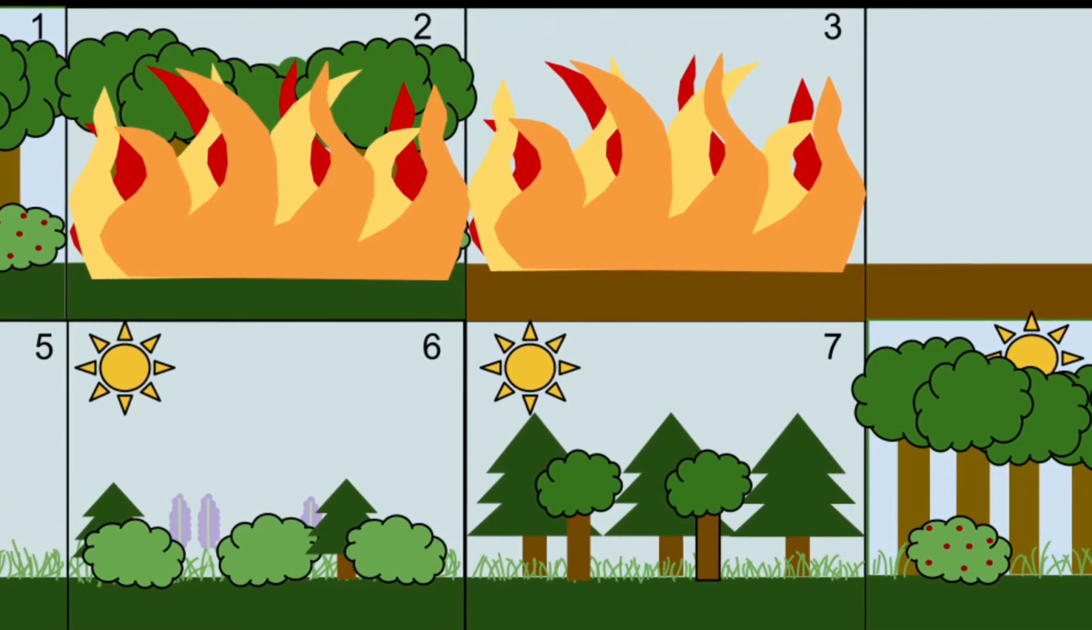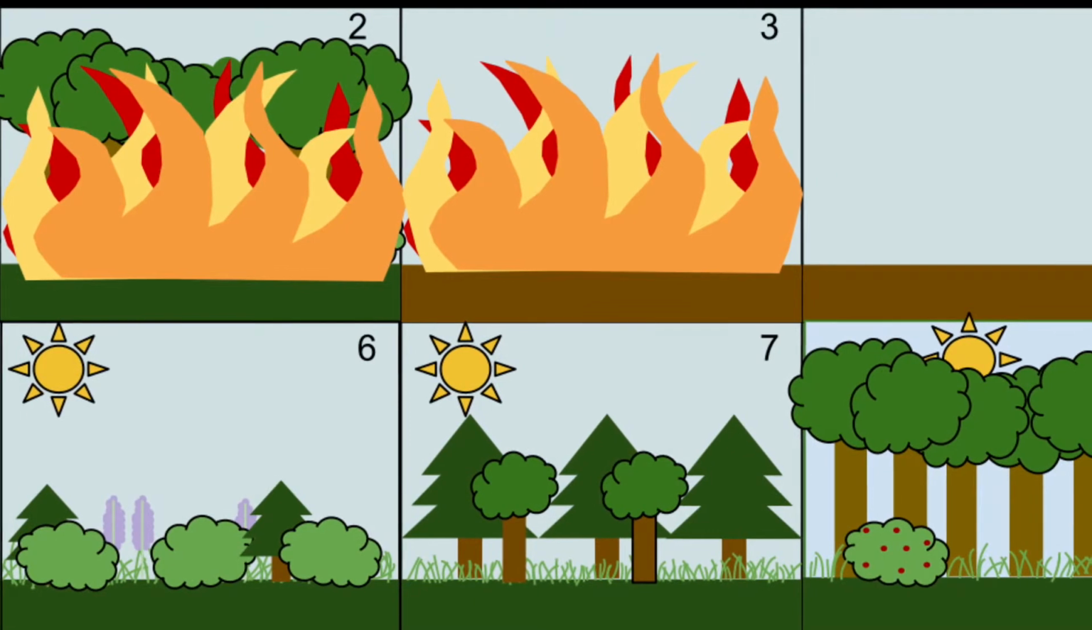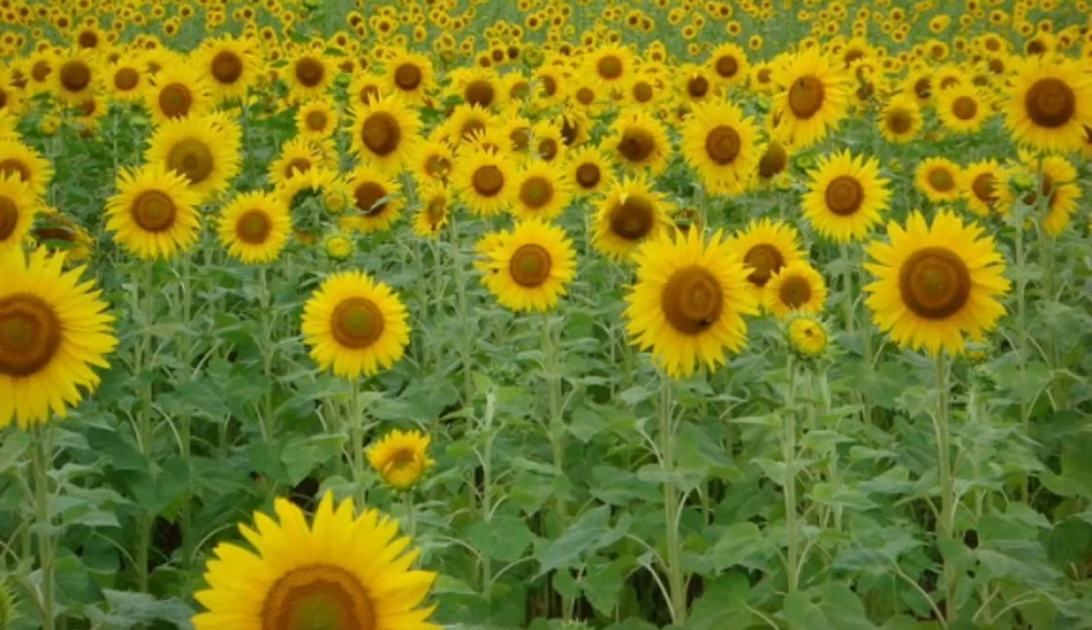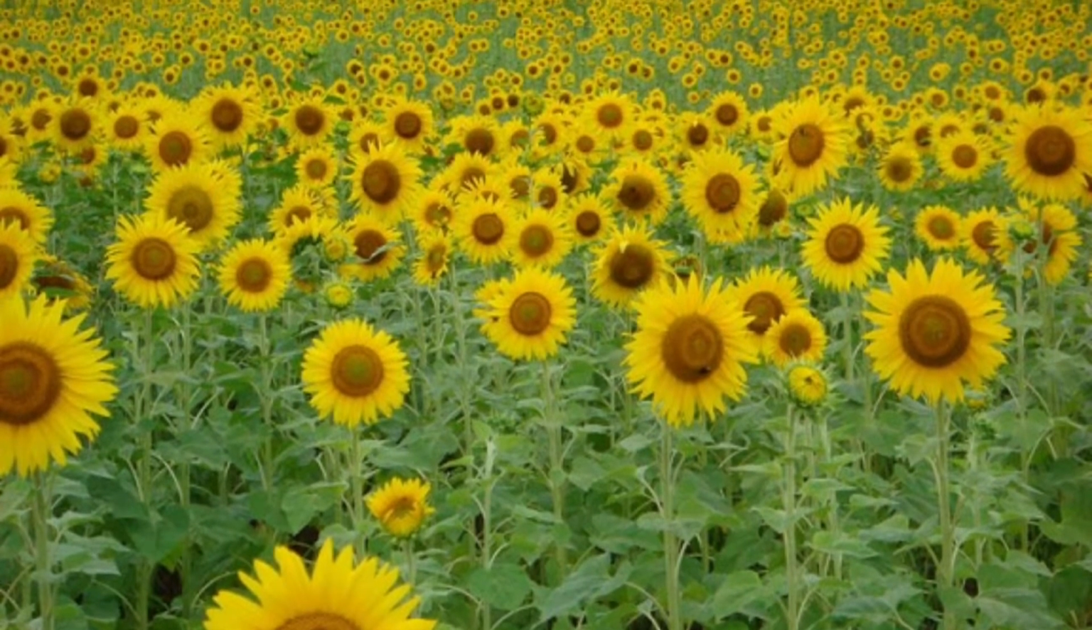This type of succession is different from primary succession because there is already soil present on the terrain when the process begins. Now on to trophic levels.